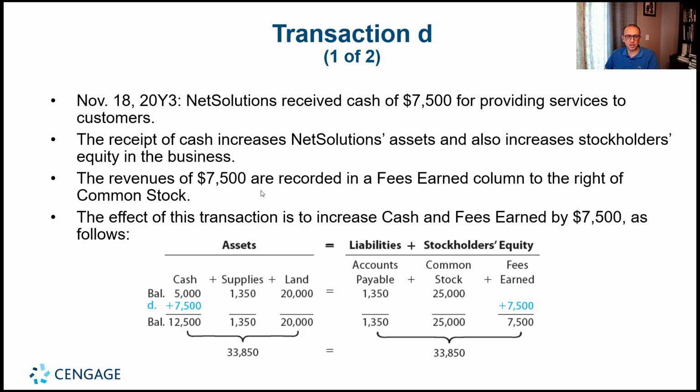The effect of this transaction is to increase cash and fees earned by $7,500. So you can see that cash went up to $12,500, supplies are the same, land is the same. Now our total assets increased by $7,500 to reach a value of $33,850. On the right-hand side of the equation, liabilities are the same, common stock is the same, fees earned increased by $7,500. But again, the total for liabilities and stockholders' equity is $33,850.